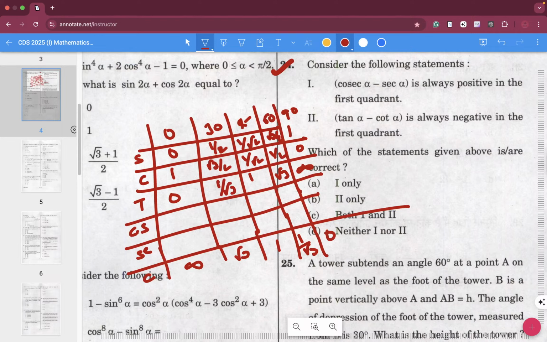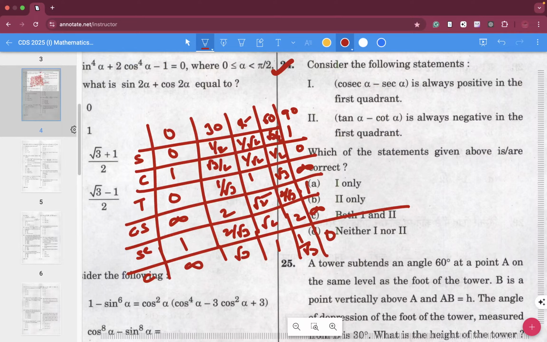And cosecant value is how much? Cosecant 0 is how much? Infinity, 2, root 2, 2 by root 3, 1. Secant is 1, 2 by root 3, root 2, and then 2 and infinity, or undefined.